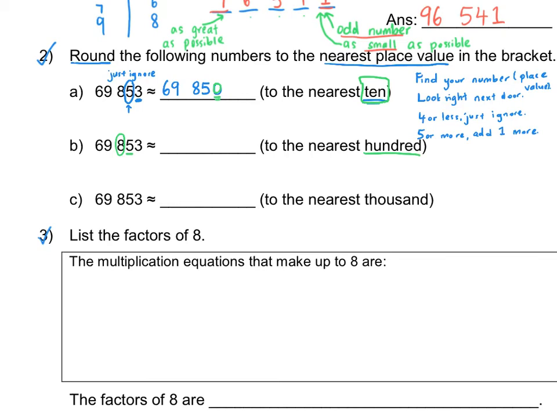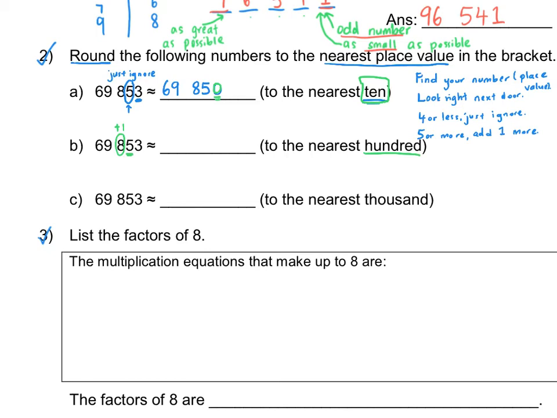Now, is this 4 or less? This digit that we look right, is it 4 or less or 5 or more? 5 or more. So what should we do? We add 1 more. Okay, add 1 more to the digit that we circle in the hundreds place.